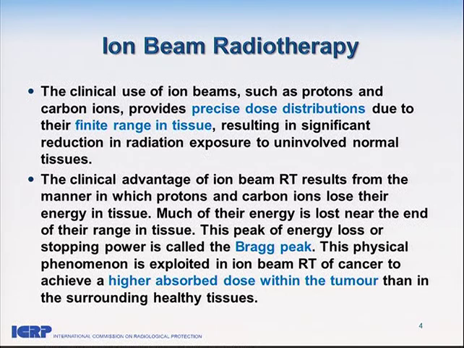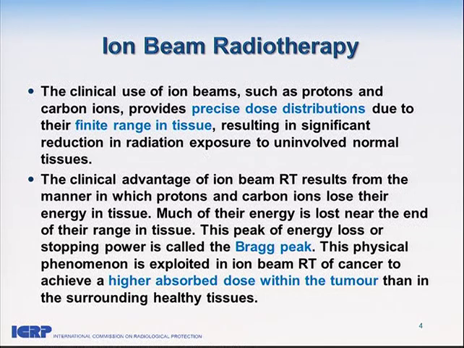Let me first start by summarizing what ion beam radiotherapy is. The clinical use of ion beams, such as protons and carbon ions, provides precise dose distribution, as mentioned before, due to their finite range in tissues. I'll explain that later. This results in a significant reduction in radiation exposure to uninvolved normal tissues. This is the most important advantage of this new technology.